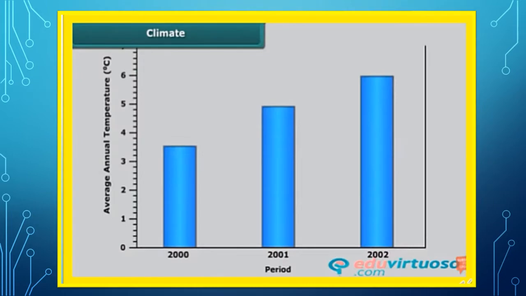Then the yearly data are compiled in another graph. You can see they have compiled it for 3 years, 2000, 2001 and 2002, the average annual temperature. And when this is recorded for more than 30 years, then we can predict: these are the cold months, these are the hot months, these are the rainy months, and then we can show the climate of a place. So it is an average weather condition.